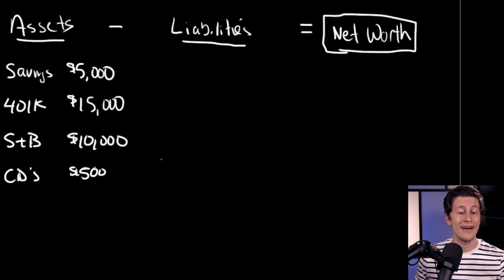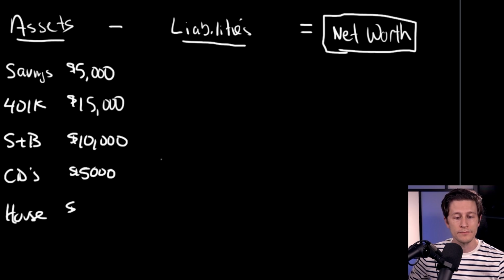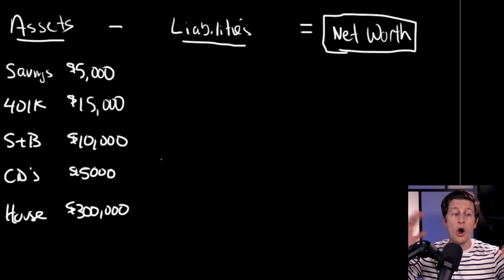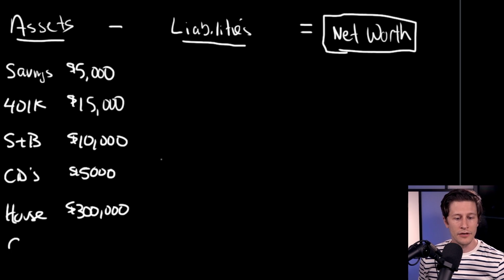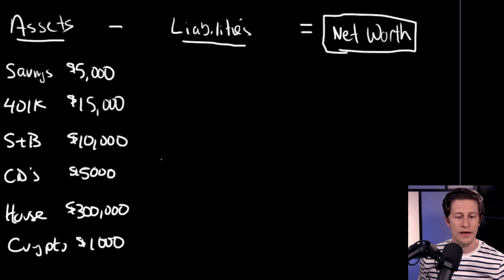And then let's say you have a house. This is still 5,000. Let's say you have a house, and the house in the market is worth $300,000. But sir, what if you owe money on it? Well, we'll get to that. That would be a liability. And then you've got crypto, which now is worth nothing. So we'll say $1,000. Great.